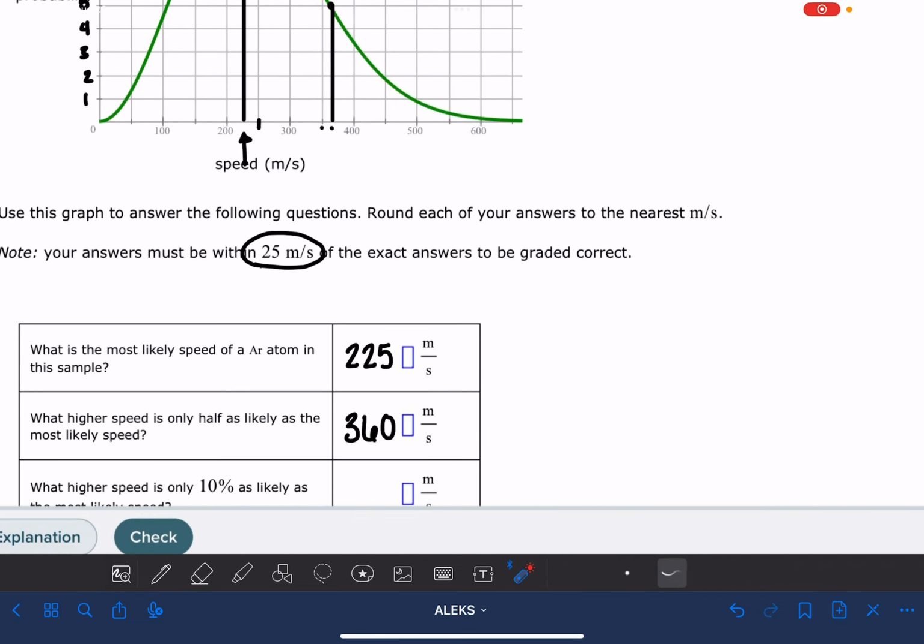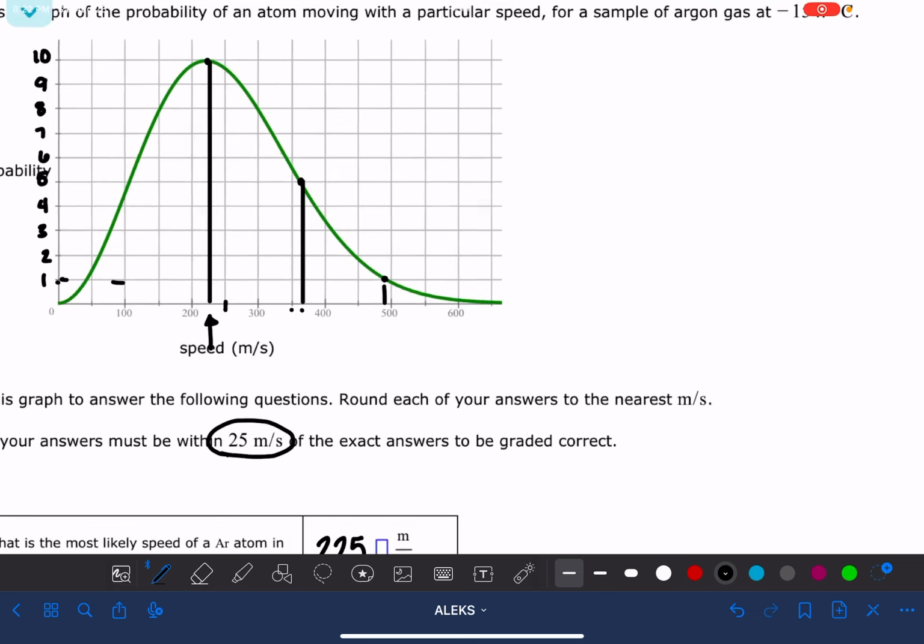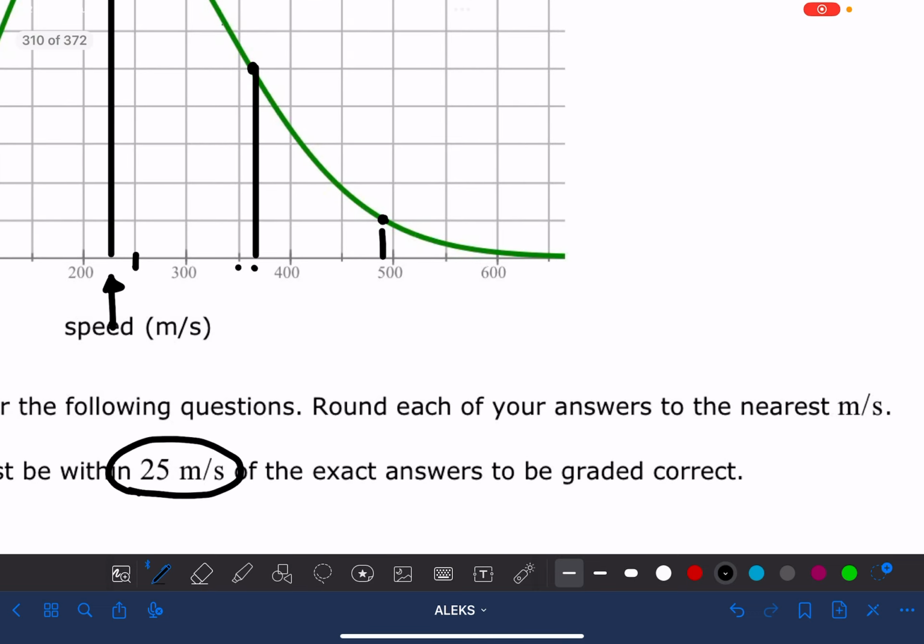And then last but not least, this one is asking what higher speed, again, so we're going higher, is only 10% as likely. So 10% of the probability, if I'm arbitrarily saying that this is a probability of 10, then 10% of that probability is going to be 1, and that position is right there, which looks like that's 450. This is maybe... We'll go with 485.